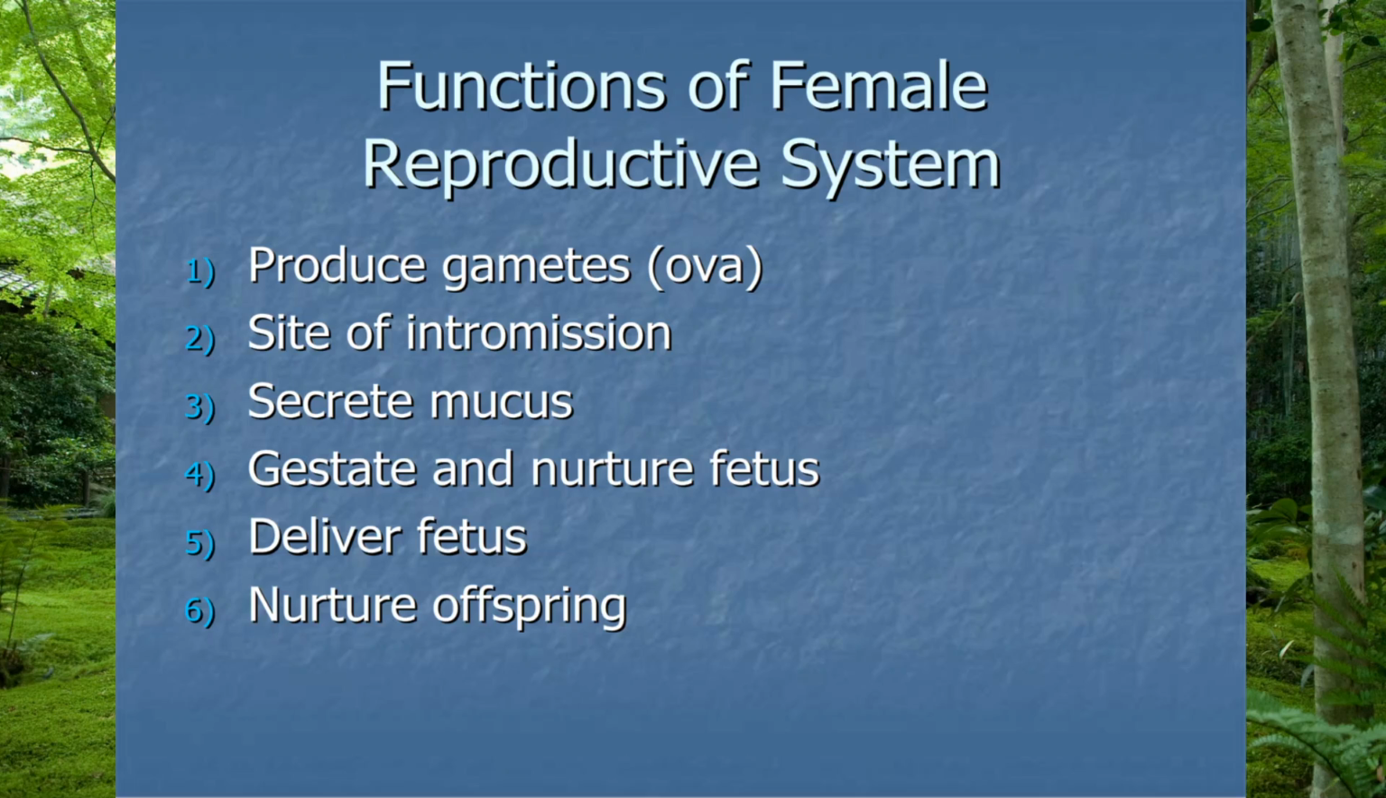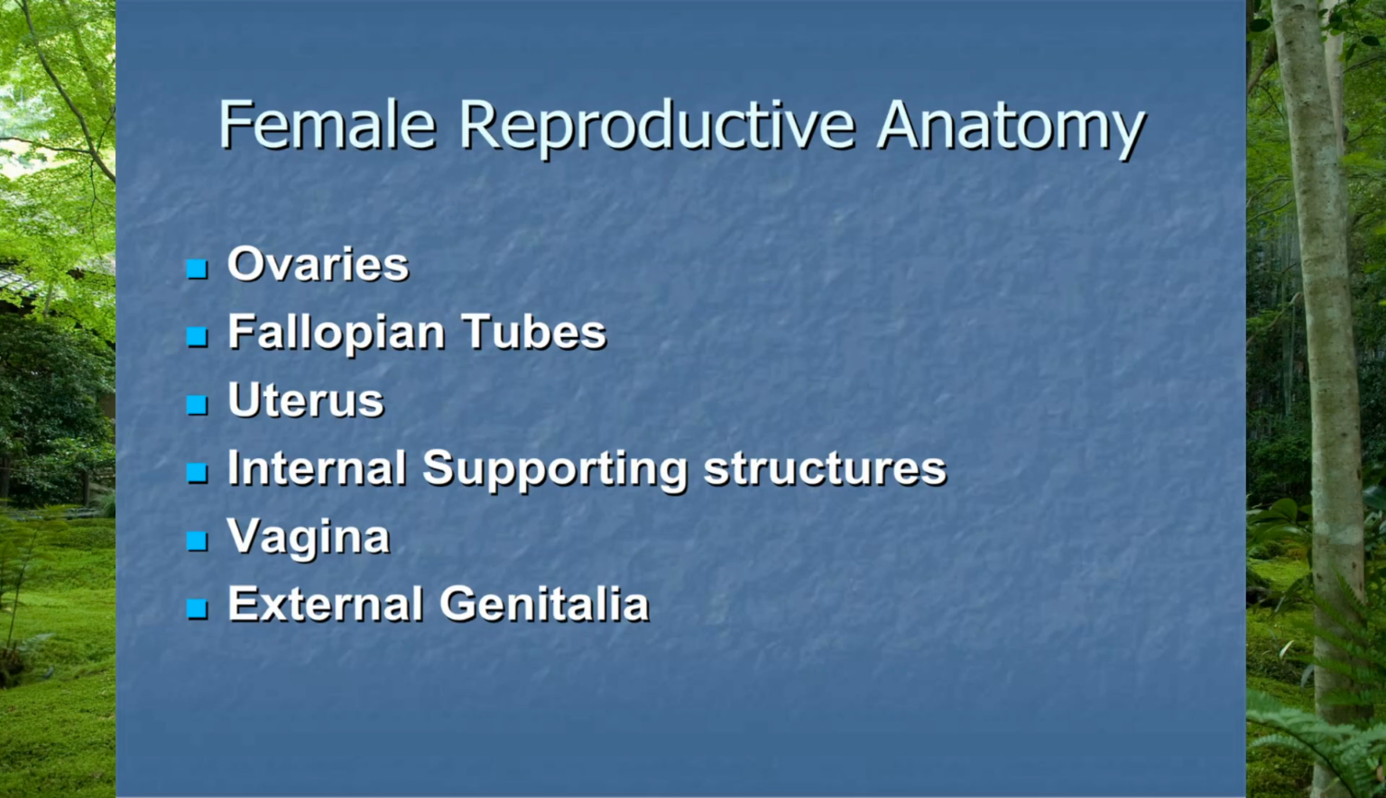In comparison to males, females also have more parts and more complicated parts, and these include the ovaries, which is the site of ova production, and the fallopian tubes, which transmit the oocytes or ova into the uterus. The uterus, of course, is the place where we house the developing embryo and later on fetus, and all of the internal supporting structures and ligaments that support the uterus, the vagina, and also the fallopian tubes. The vagina itself is going to be a site for intromission, or sexual intercourse, and then we're going to talk about the external genitalia, which are collectively called the vulva.